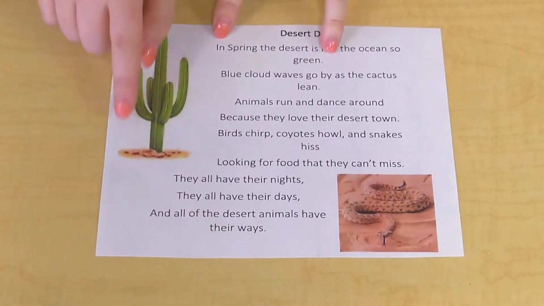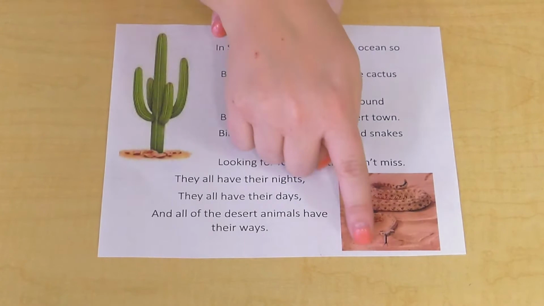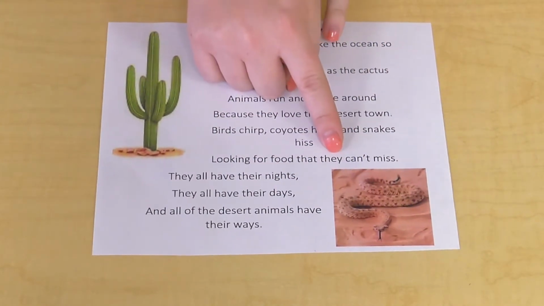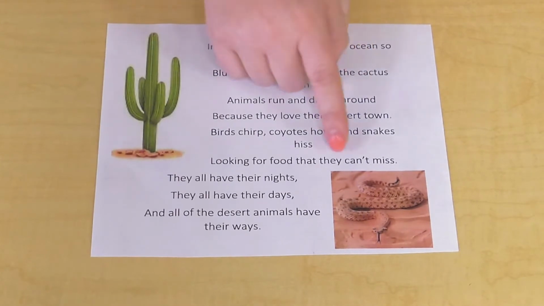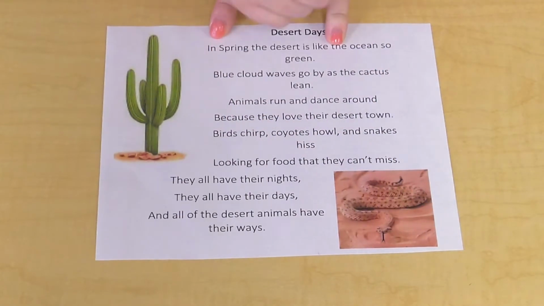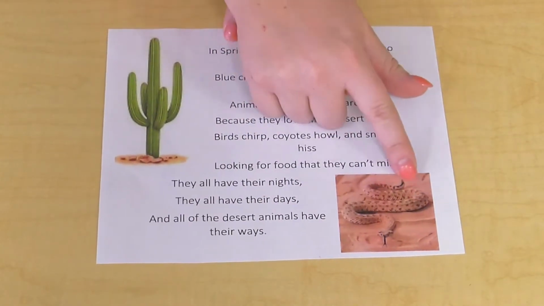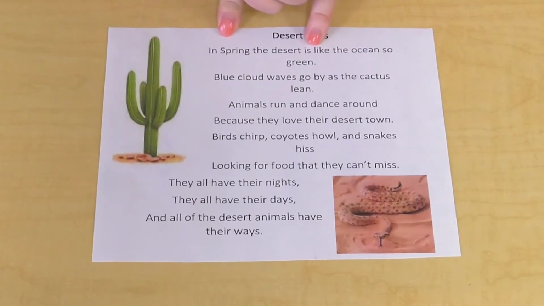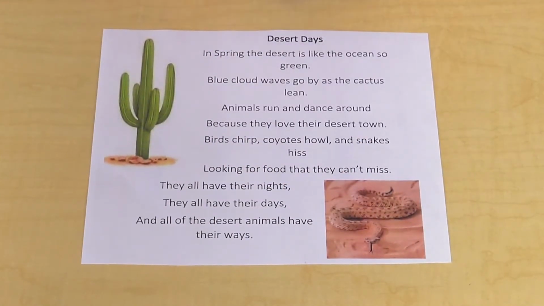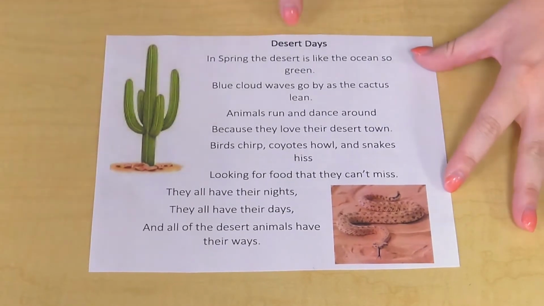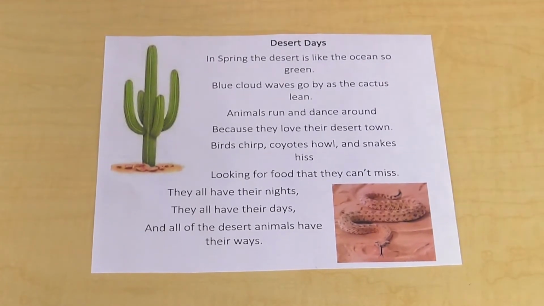We see a plant that grows in the desert and an animal that lives there. It's almost hard to see the snake in the sand because it's camouflaged into the sand. Do you know what that word camouflage means? When something camouflages, that means that it looks like its surroundings to keep it safe. Let's go ahead and read our poem. Our poem is called Desert Days.